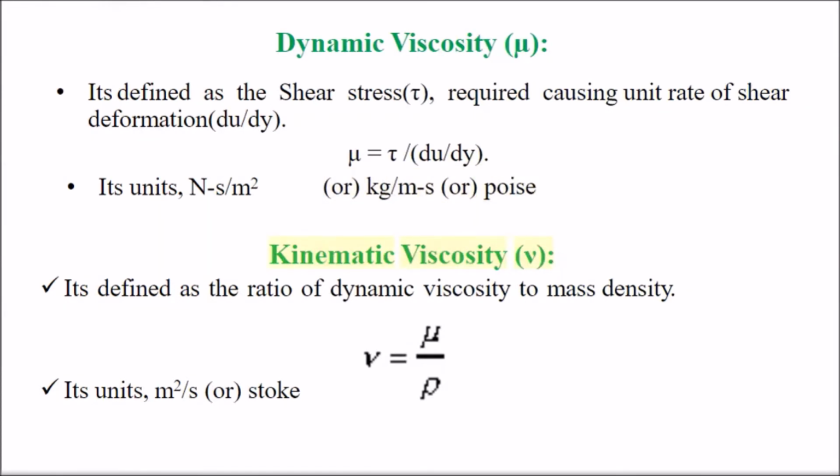Kinematic viscosity. It is defined as the ratio of dynamic viscosity to mass density. Its units: m2/s, or Stoke.